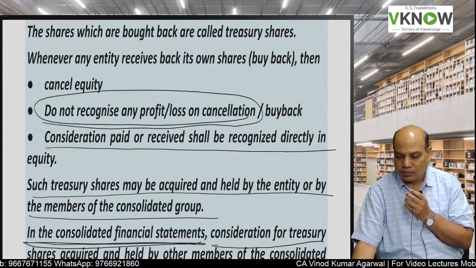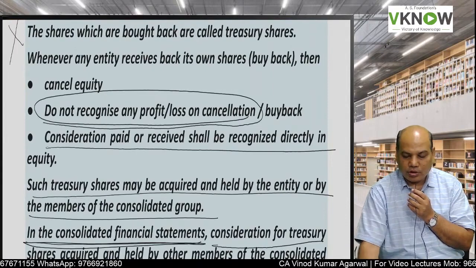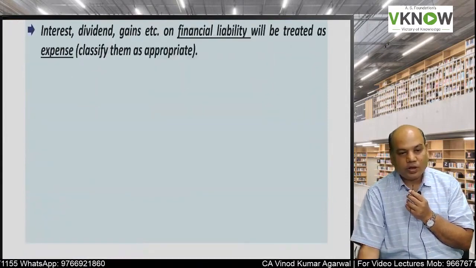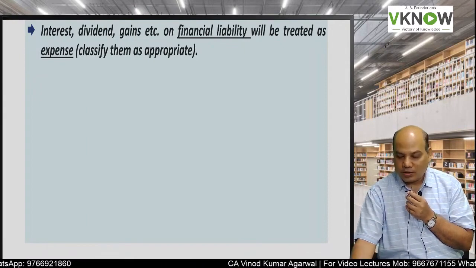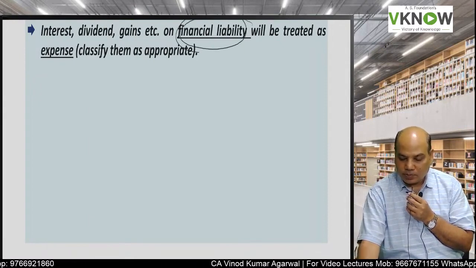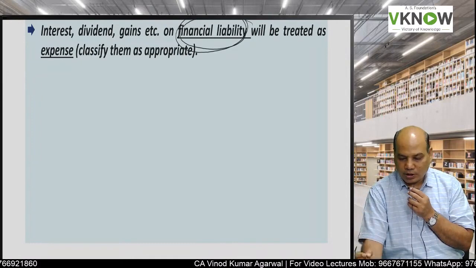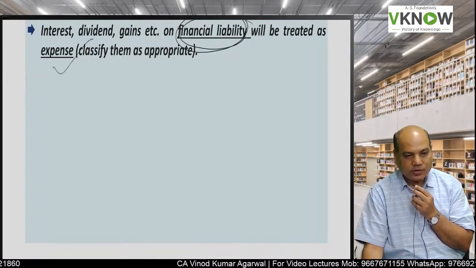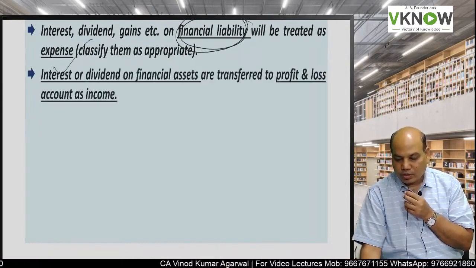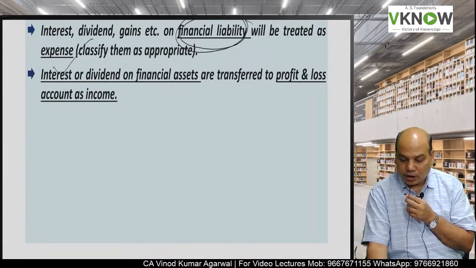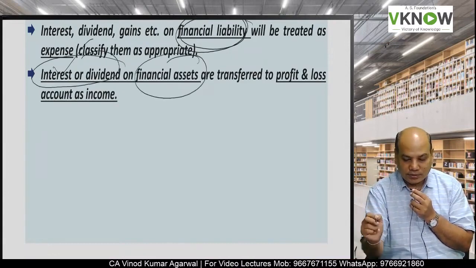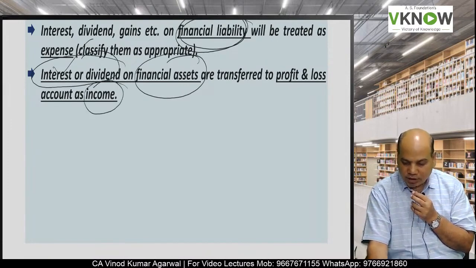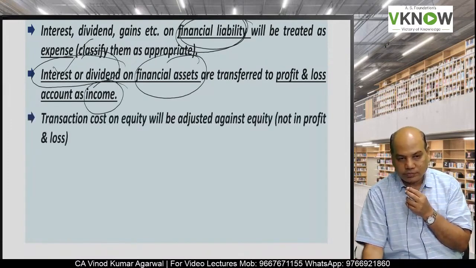The Institute has so far not asked a question on treasury shares. What is the treatment of dividend and interest? If the dividend or interest is paid on a financial liability, it is treated as an expense. If the dividend or interest is received on a financial asset, it will be treated as income in the P&L account.